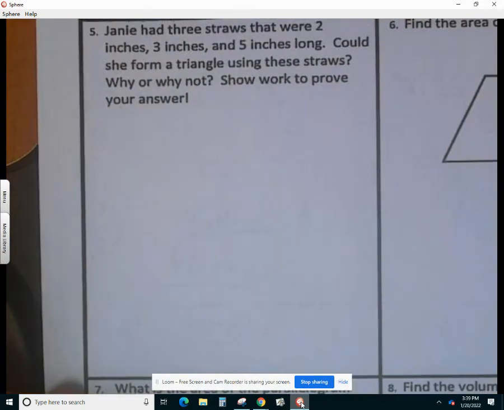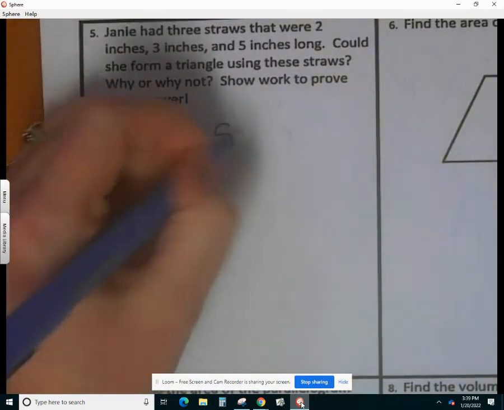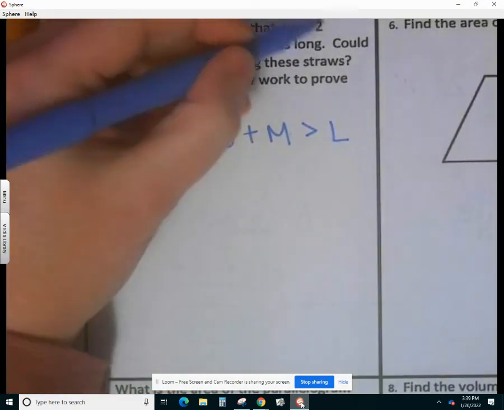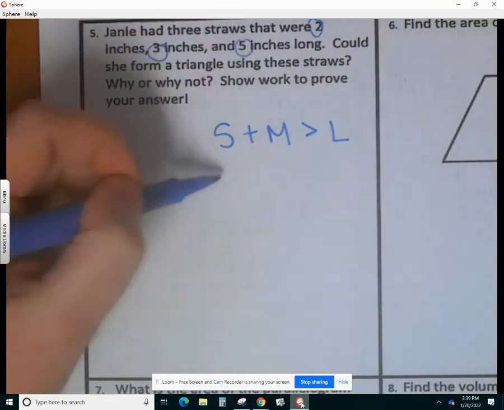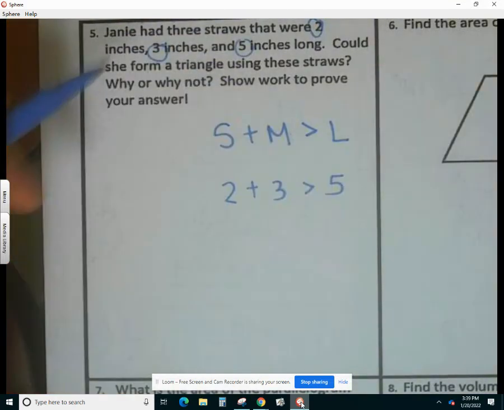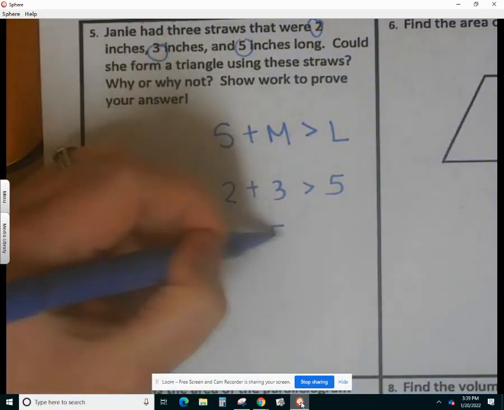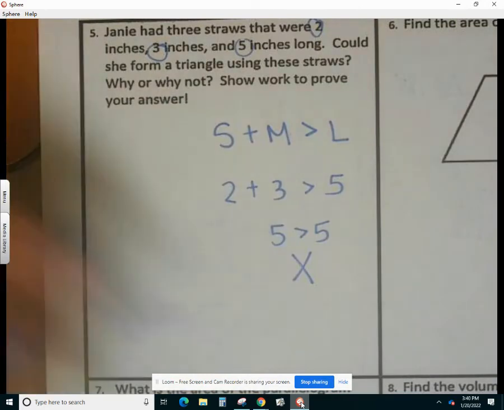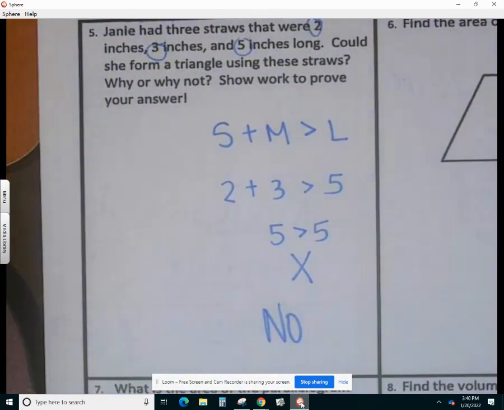Okay, number 5 is about the sides of a triangle. And we learned that small plus medium has to be bigger than large. So our smallest side here is 2. Our medium side is 3. And our largest side is 5. 2 plus 3 is 5. And 5 is not greater than 5. So the answer to this is that no, it would not make a triangle because it's not greater than. It would have to be something bigger than 5.